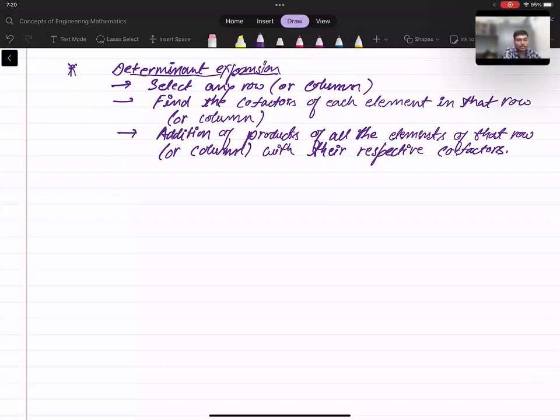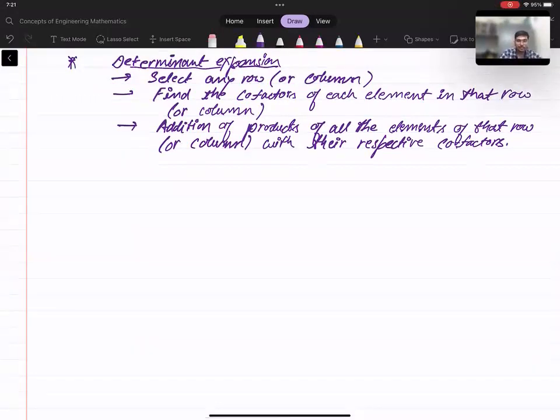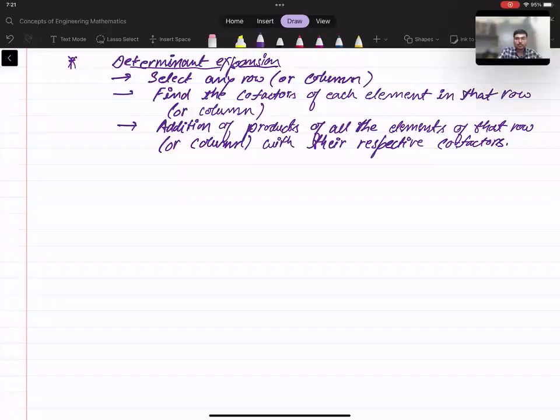Okay, so let us understand these concepts with the help of an example. So it will be much clearer. Let us do this for a fourth order determinant. Okay. So now we will solve an example. Say this is question 1 here.